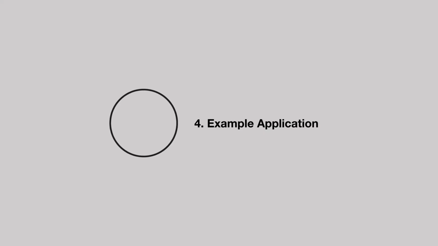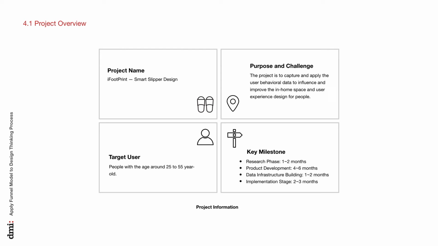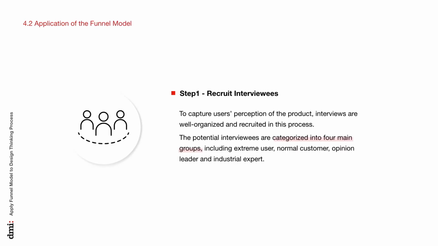Chapter 4, Example Application. In this chapter, we will use an application to demonstrate how to use the funnel model in a real design project. We take the Smart Sleeper design as an example. This is a 3-month research project focusing on developing an IoT in-home product. So let us go through the funnel model to see the magic of it.